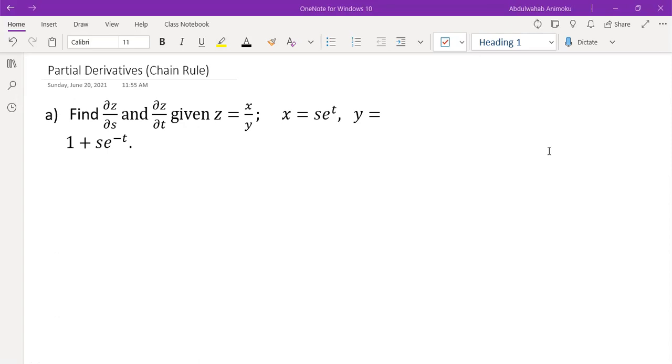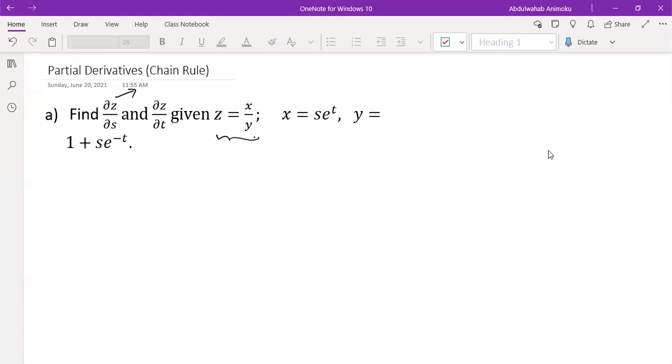In today's video, we're going to look at how to use chain rule to find partial derivatives of functions. Now, when do we know when to use chain rule for a problem? When you look at this function, z is a function of x and y, but the problem is asking us to find del z del s, which is not directly related to s.